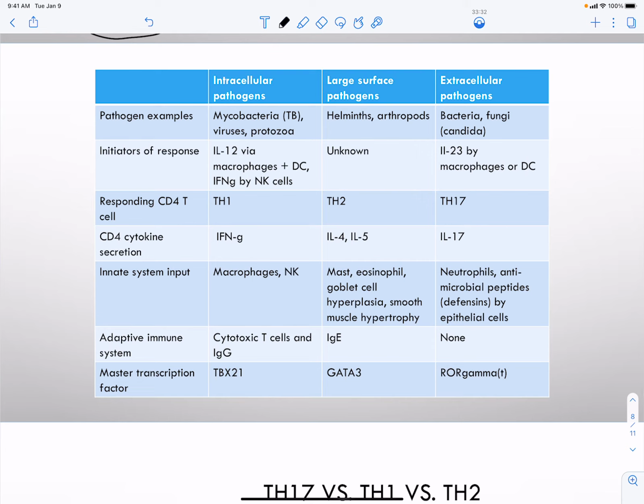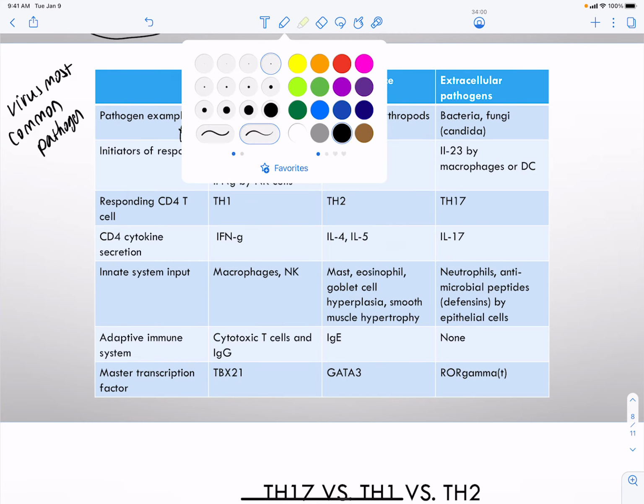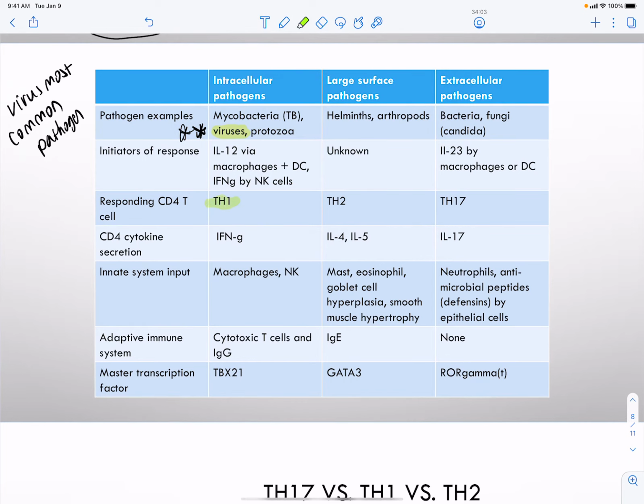All right, so some intracellular pathogens. We have extracellular pathogens, and we have our larger hemolymph type pathogens. And so they're all going to require different types of helper responses. So the most common are going to be viruses. So viruses are the most common pathogen. So our most common immune response because of that is going to be our Th1s.